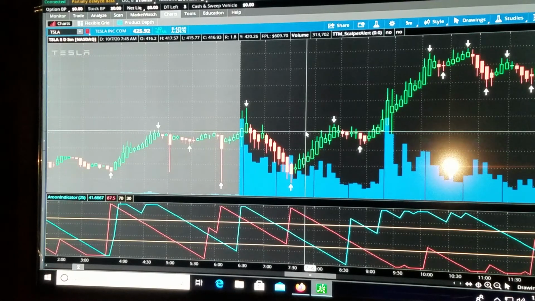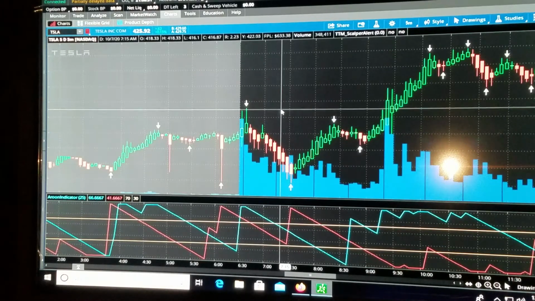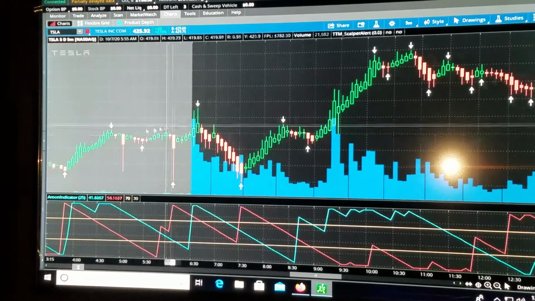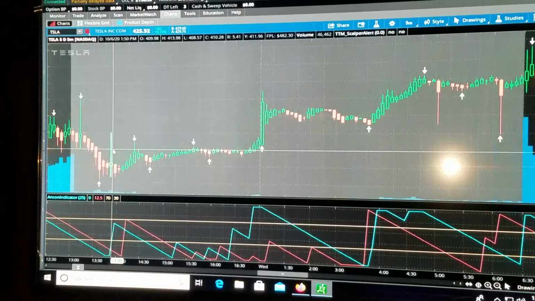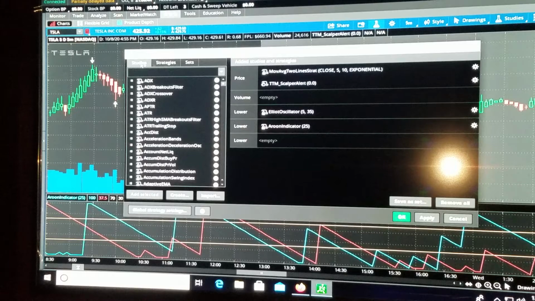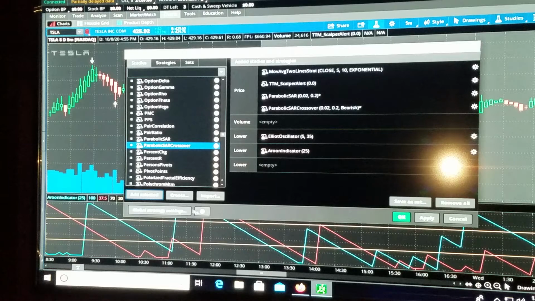Not the worst thing to do, because these arrows can be depicted, I mean, they pretty much give it to you in the other indicators. We just have to go through and pick it out and make it show us arrows. So if we go into our studies and look at all of our studies, let's come down here and see if we can find parabolic SAR or anything like that. Parabolic SAR and parabolic SAR crossover. Add selected, and apply, and booyah.